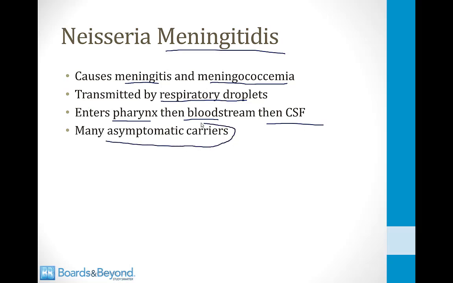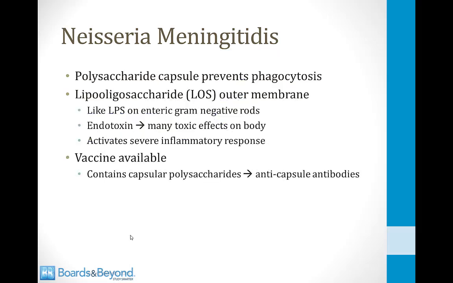And there are many asymptomatic carriers. There are strains of this bacteria that don't cause disease, and many people carry this around. It's commonly detected in sputum samples, but if you acquire a virulent strain, you can then get sick. Virulent strains of meningitis have a polysaccharide capsule that prevents phagocytosis. This is a very important virulence factor.